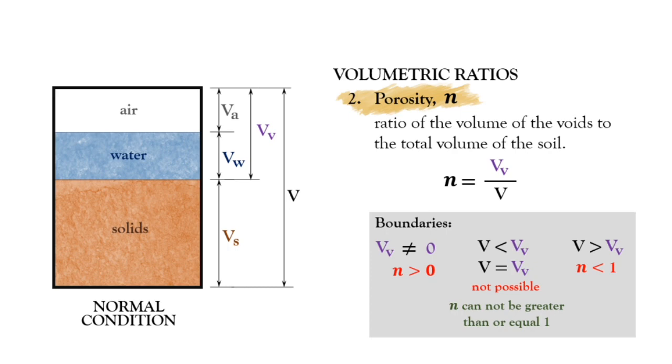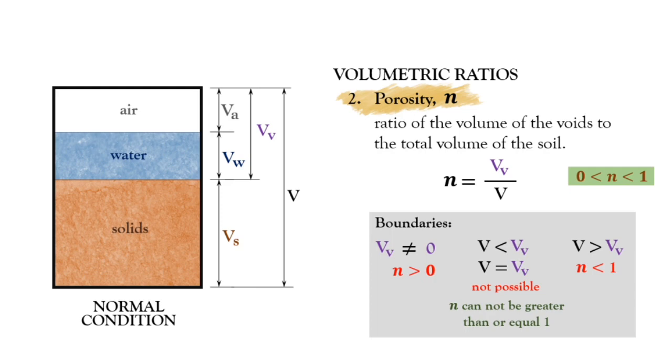So para sa ating summary, N must be greater than 0 but less than 1. So yung value niyan ay somewhere between 0 and 1 or 0 and 100%. Sa pagitan lang ng dalawang yan. Okay? So that is porosity.